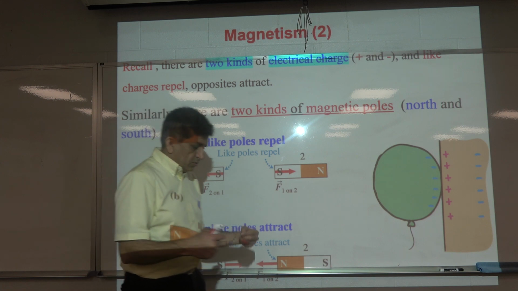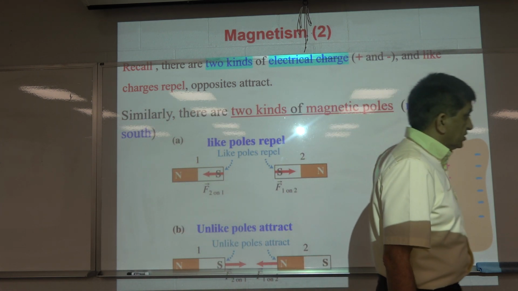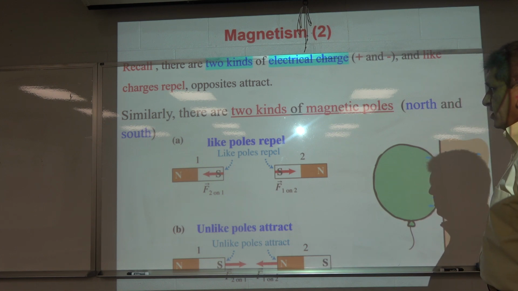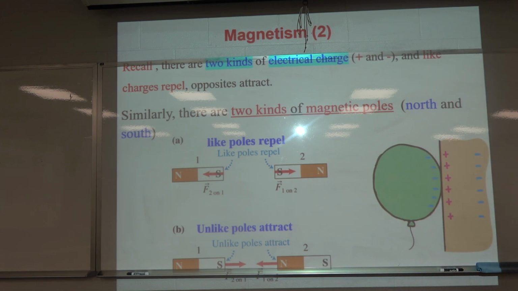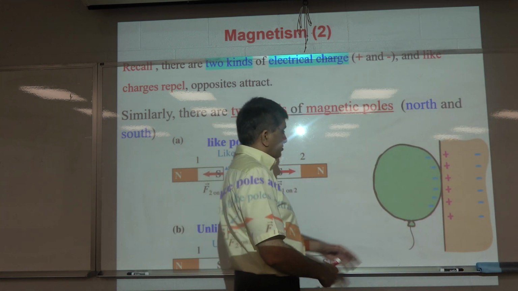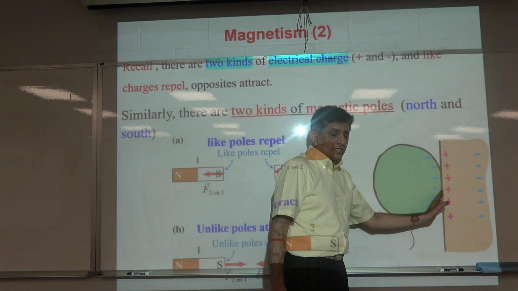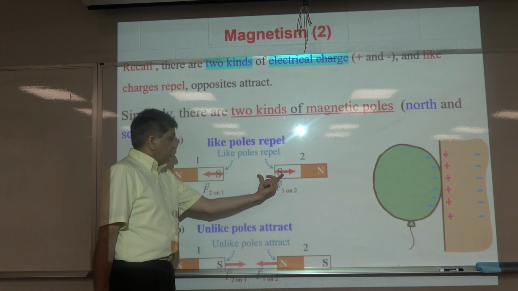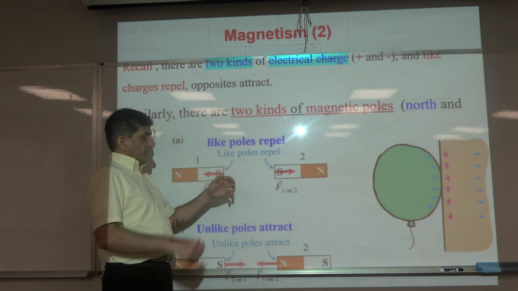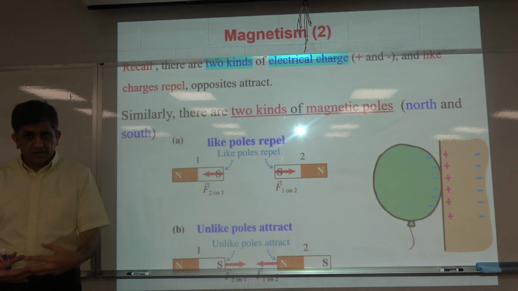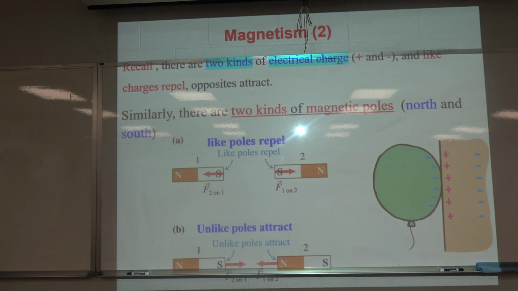When you bring two magnets closer to each other, the like poles of the magnets will repel each other, whereas the unlike poles will attract each other, as in the case of the charges, right? Here you see the positive and negative charge attract each other, whereas negative and negative repel each other. Here you see the south pole and the south pole of the magnet repel each other, whereas the north pole and the south pole of the magnet attract each other.